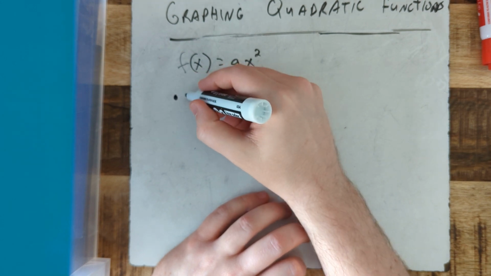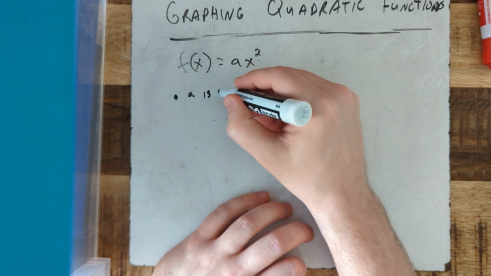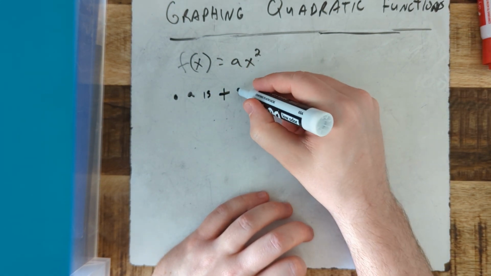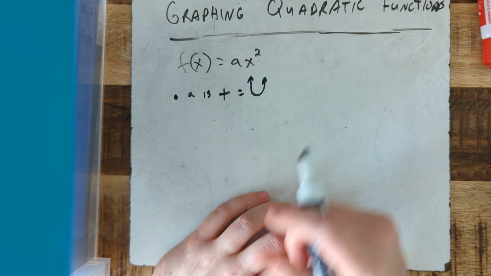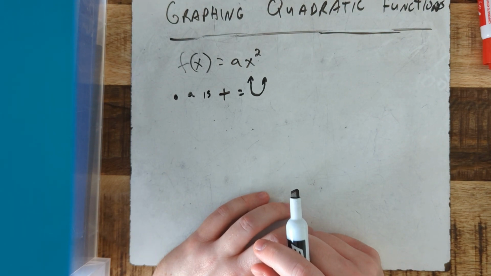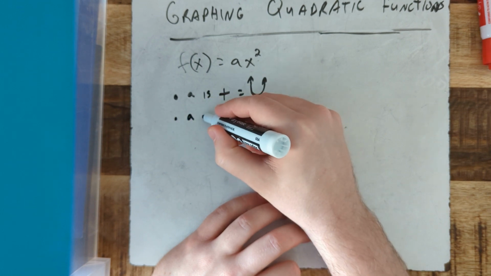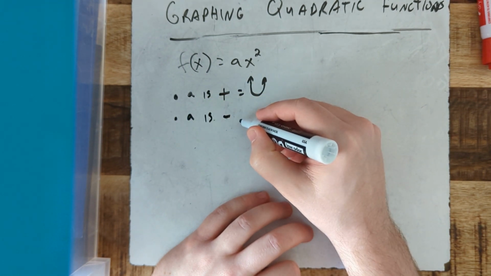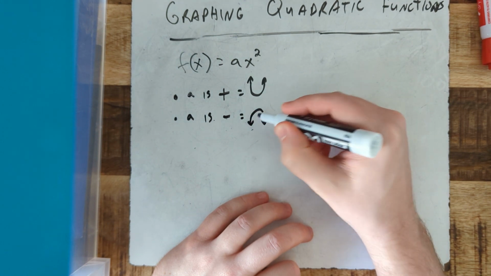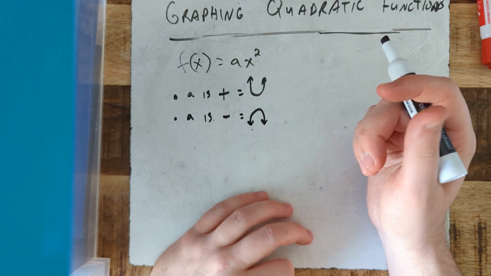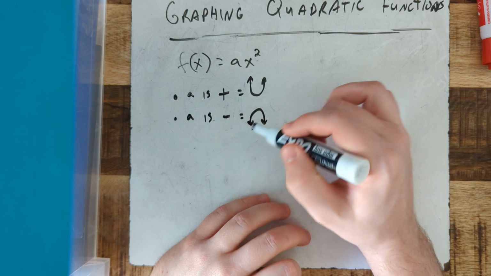So if A, so it means that if your A, your number in front, is a positive number, okay, then your graph is going to open upwards like such, okay, like a smiley face because you're positive. Yay. Now, if your number in front is a negative number, okay, then your graph is going to open downwards like a frowny face because you're negative. Okay, so number in front is positive, opens up. Number in front is negative, opens down.